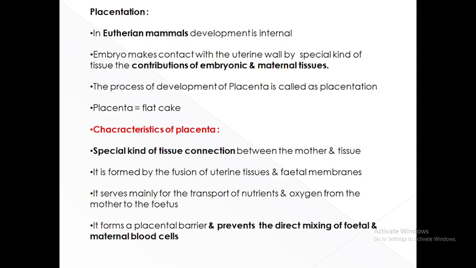And in case of eutherian mammals, generally the development takes place inside the mother's body, near the uterus. So whatever nutrients are required for the development of a young one are contributed from the maternal side. But this contribution is transported via a particular barrier which is called a placenta, which is a special type of connective tissue present between the maternal side and the embryonic side. So it also prevents the direct mixing of the blood from the maternal side to the fetus.